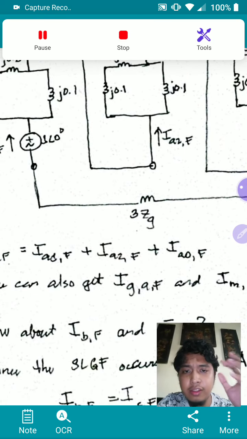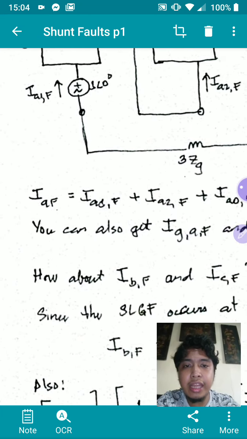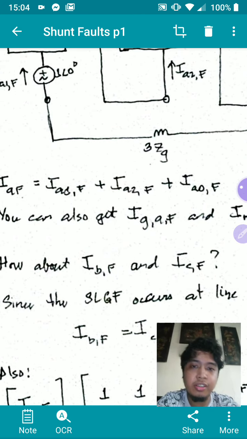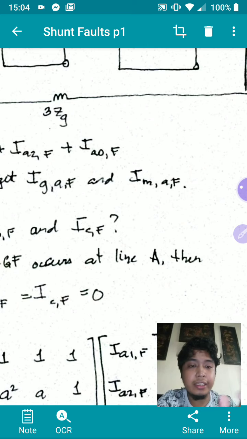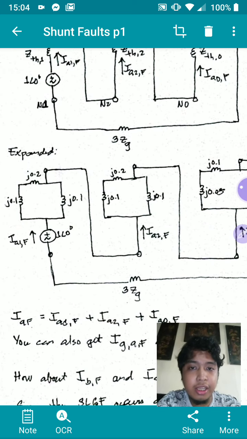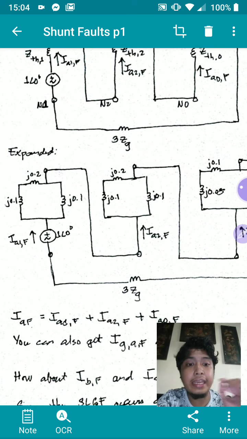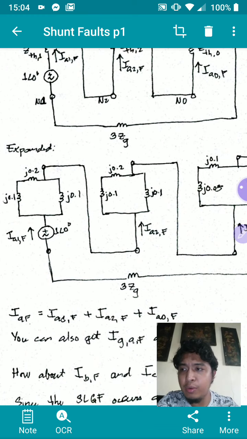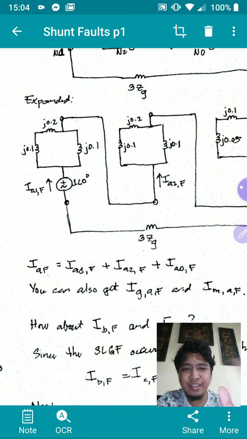So it's basically the same analysis, you just have a different representation. To get the fault current IAF, you just sum the different symmetrical components, IA1, IA2, and IA0. You can also get IG and IM for, again, take note, line A. Because all of these sequence networks tell you how to get the values for line A, and it's line A only.